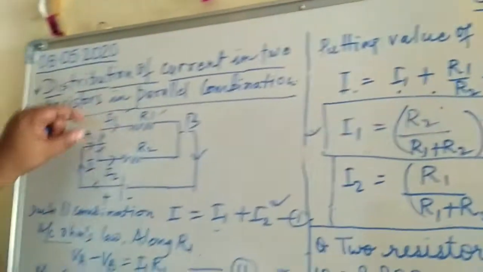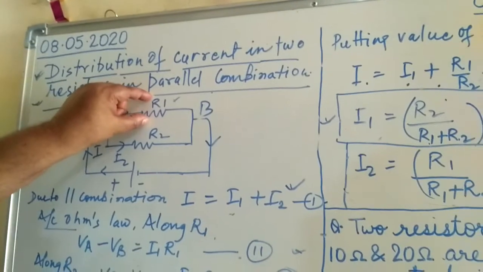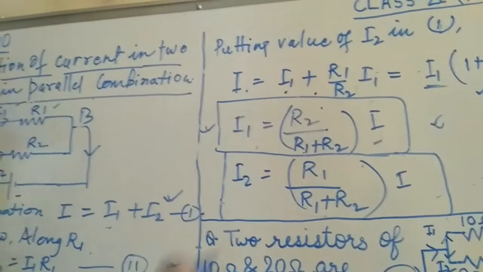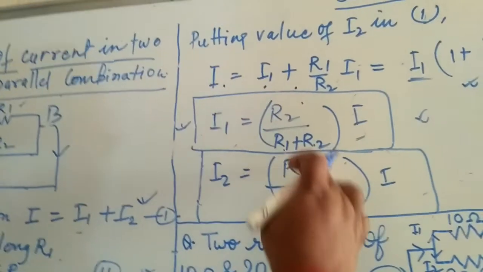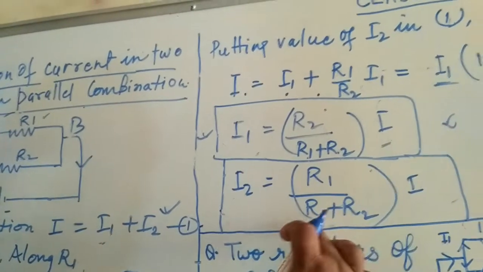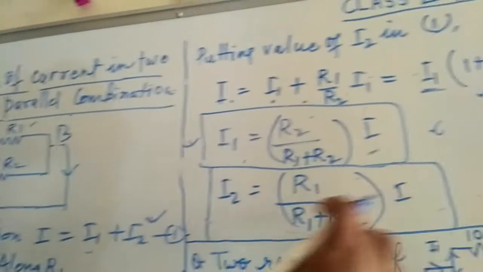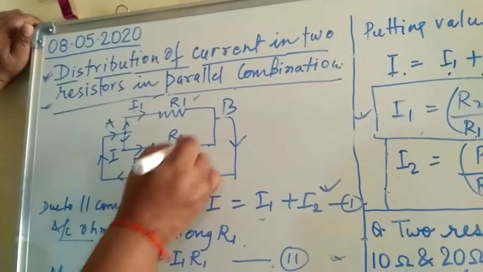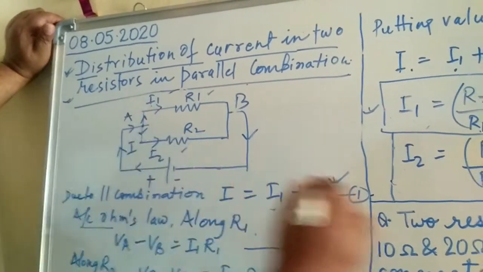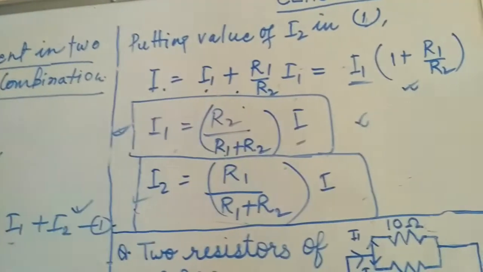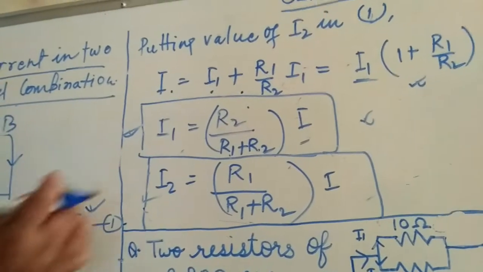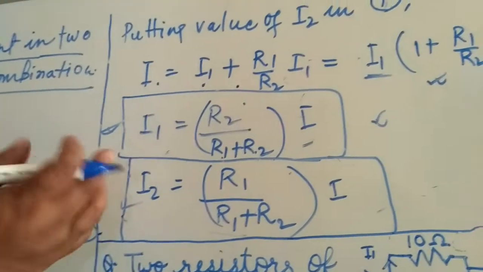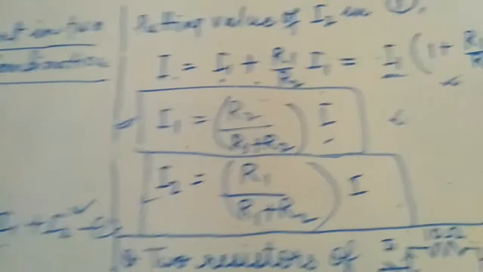I1 is the formula for current along R1, and this formula, I2 is equal to R1 by (R1 plus R2) into I, is applied when we want to calculate the current in R2. So this is the formula for the current in each of the resistors. We can easily apply it in the case of the parallel combination, or we can solve numericals.